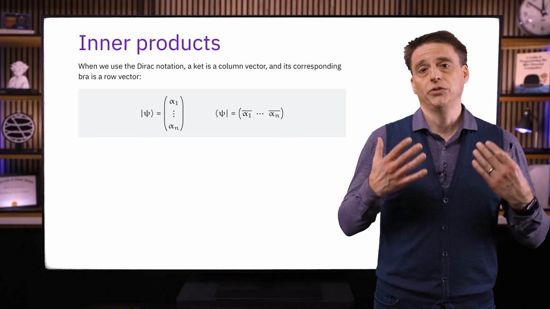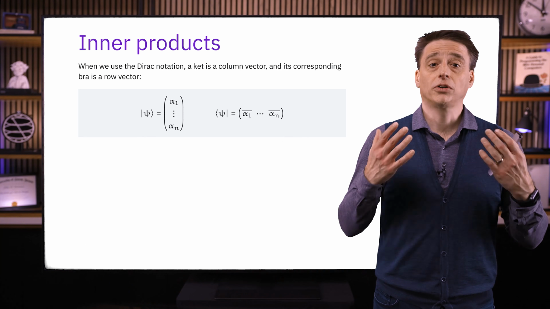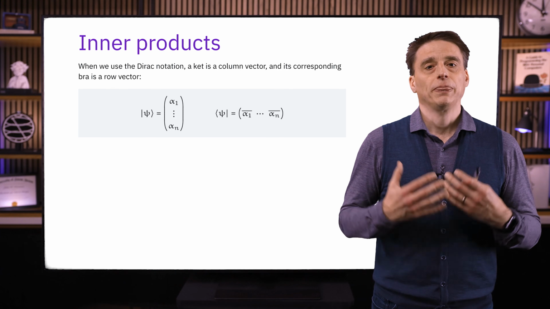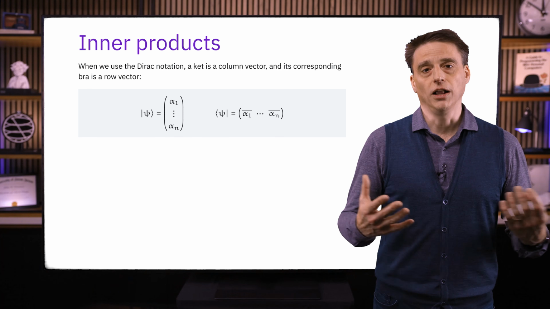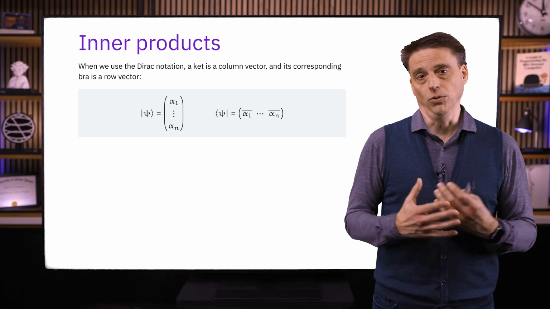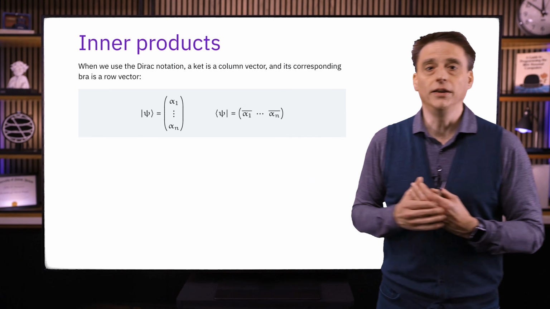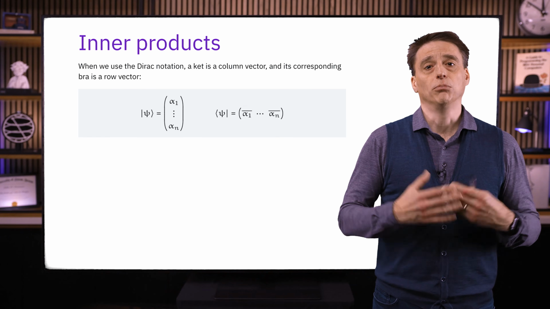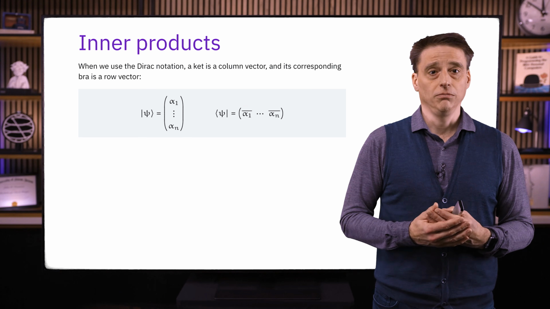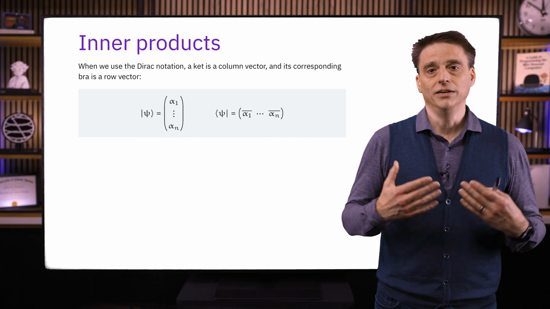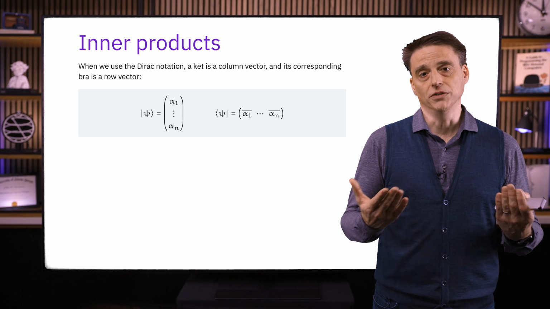Remember that when we use the Dirac notation, a ket is a column vector and a bra is a row vector. And specifically, the bra vector corresponding to a given column vector is the conjugate transpose of that column vector. So for this vector right here, we obtain the corresponding bra vector by transposing the vector as if it's a matrix, which amounts to laying it on its side and then taking the complex conjugate of each of the entries.